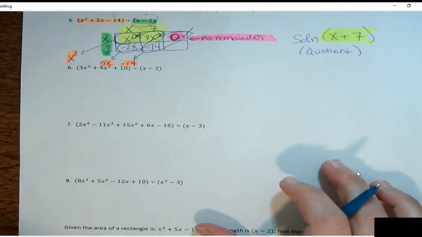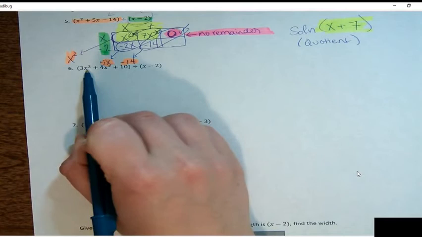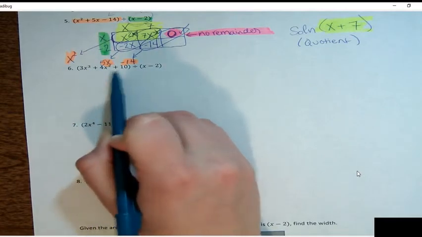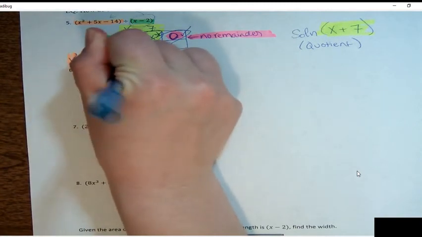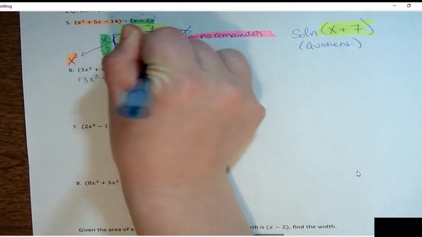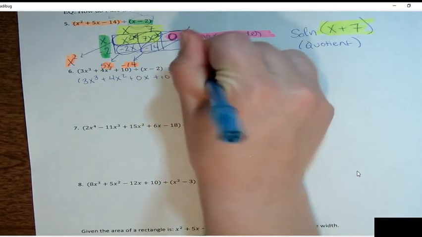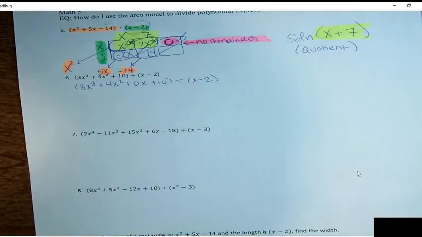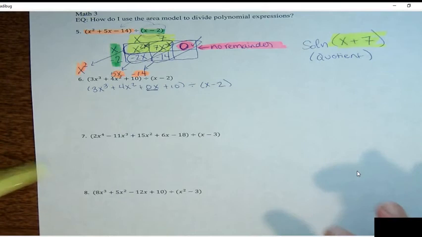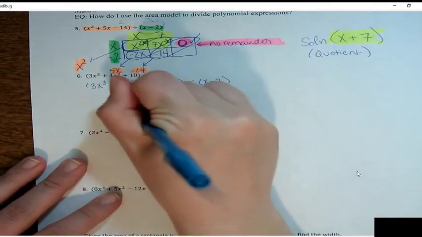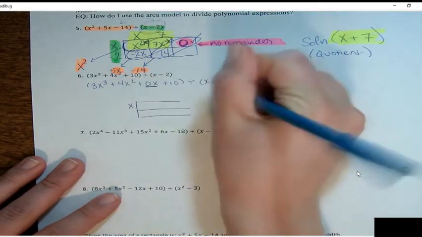I will do number 6 with you, because in number 6, notice we have a cubic and we have a square, we're missing the x term. So we need to rewrite this as 3x cubed plus 4x squared plus 0x plus 10 divided by x minus 2. Because there was no x term, I had to add in this term right here. So now my divisor has 2 terms in it, so I know that I need a rectangle that has 2 spaces for our 2 terms.